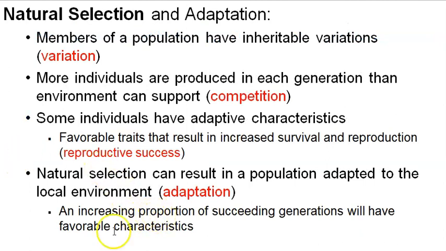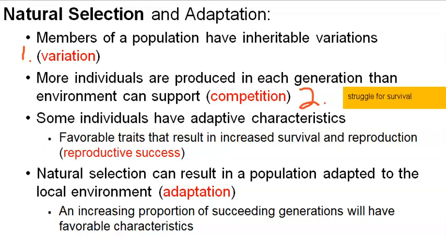Ready? It starts with variation. You need to know this. So it starts with variation. Number one. Members of a population have inheritable variations. Number one starts with variation. More individuals are produced than can survive. Life's hard, right? And so there's competition. So there's a struggle. I would almost write this down. There's a struggle for survival.